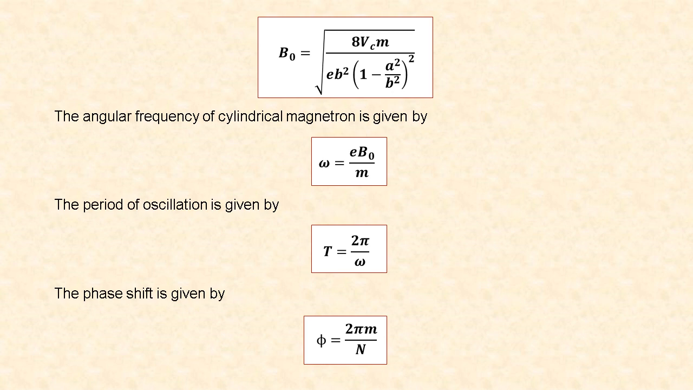The angular frequency of cylindrical magnetron is given by the formula omega is equal to E into B0 divided by m. Here E is the charge of the electron and m is the mass of the electron. The period of oscillation is given by T is equal to 2 pi by omega. Omega is the angular frequency. The phase shift phi is given by 2 pi m divided by n, where n is the number of cycles.